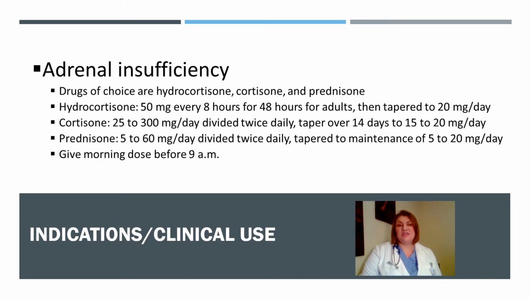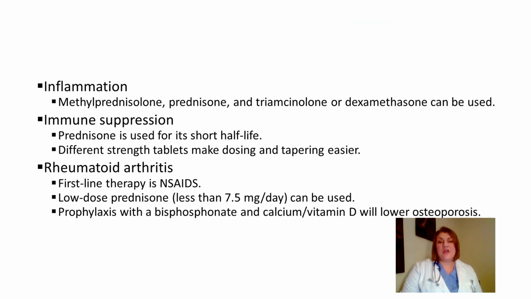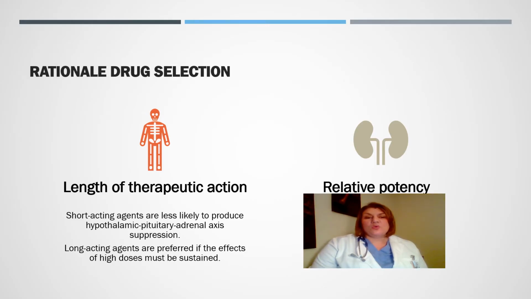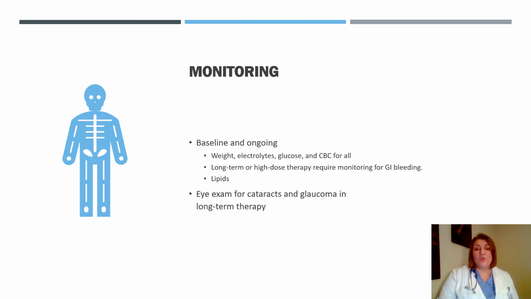Some conditions that this drug class can treat are your adrenal insufficiency, your inflammatory properties, your immune suppression, rheumatoid arthritis. When drug selections are being made, you want to look at like the short-acting agents are less likely to produce the hypothalamic pituitary adrenal axis suppression, and the longer actings are preferred if the effects of high doses are to be sustained. You want to monitor for weight, electrolyte, glucose, CBC.